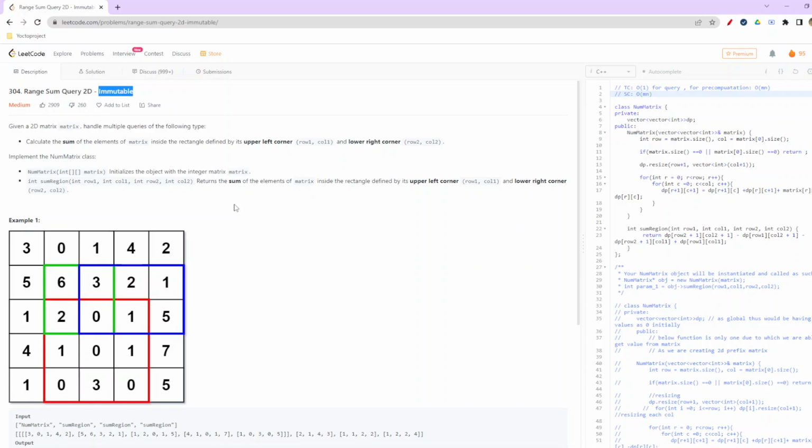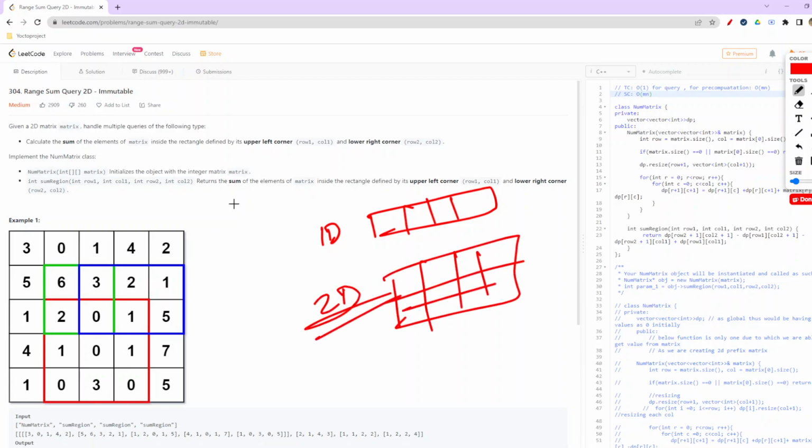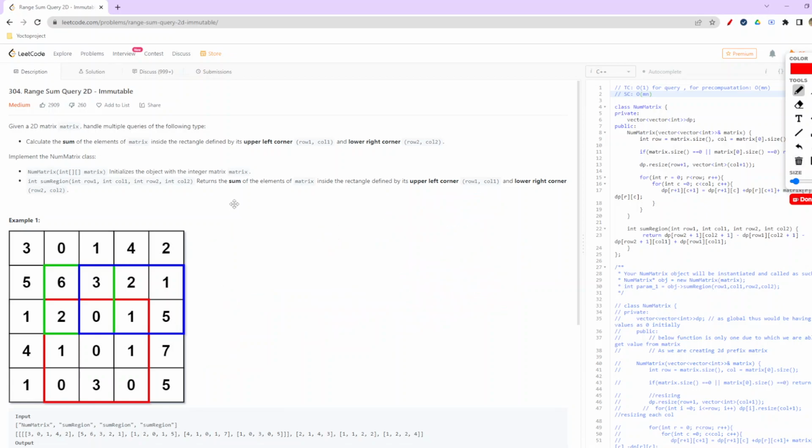It's something like that. We were having a 1D prefix sum, right? Now we are having a 2D prefix sum which we are required to make, for all the queries which we are required to have the sum for. To be precise, it is a variation of 1D prefix sum. Only the dimensions are being changed. That is the thing here.